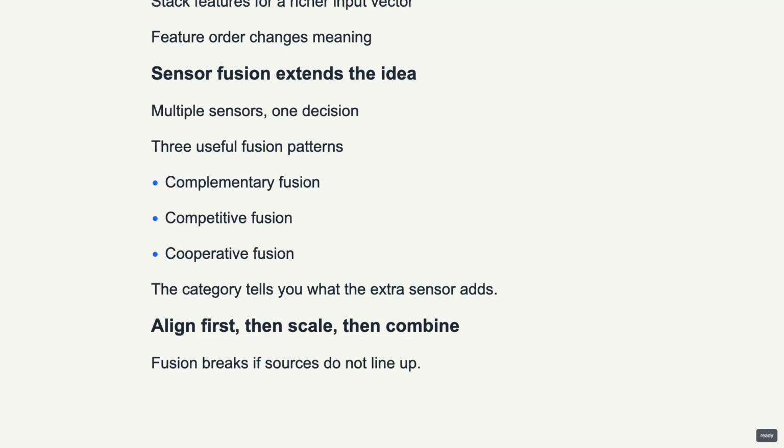If the streams are misaligned, the combination becomes misleading instead of helpful. Before any model sees the data, the sources need to refer to comparable moments and compatible numeric ranges.